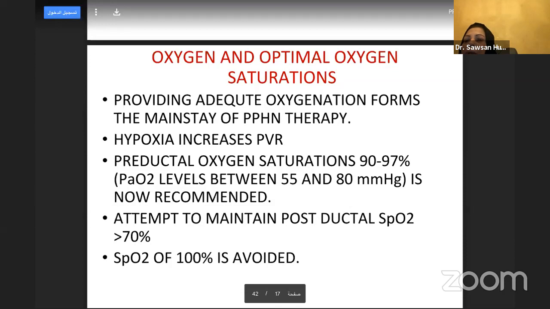Okay. What is the optimal oxygen saturation you need for cases of PPHN? You have to provide adequate oxygenation for the baby. Avoid hypoxia, because hypoxia increases pulmonary vascular resistance, and this will cause pulmonary hypertension. Pre-ductal oxygen saturation of 90 to 97% is recommended now, which equals a partial pressure of oxygen between 55 and 80 millimeters of mercury. Also, you have to maintain post-ductal oxygen saturation more than 70%. Try to avoid oxygen saturation of 100%.